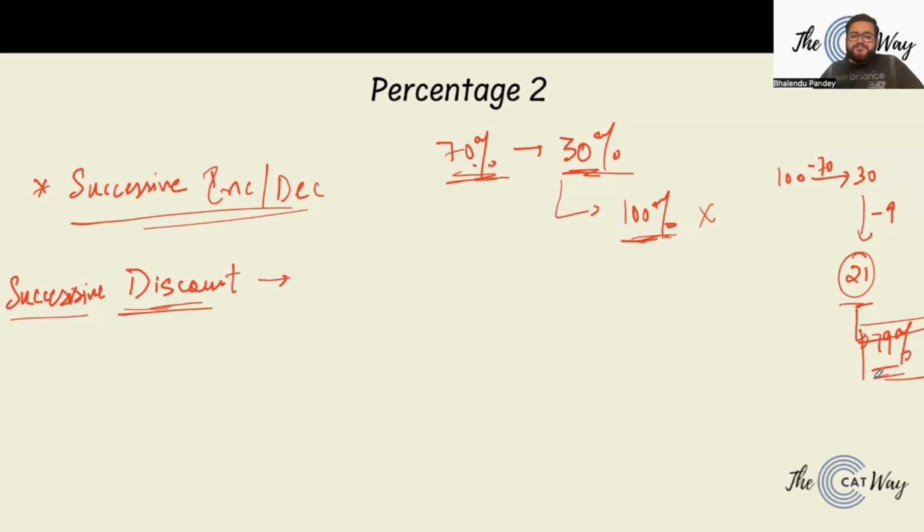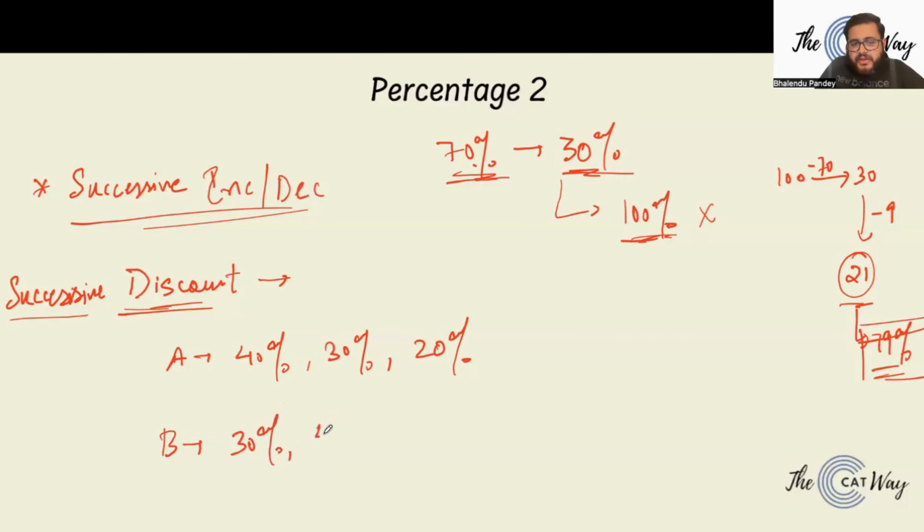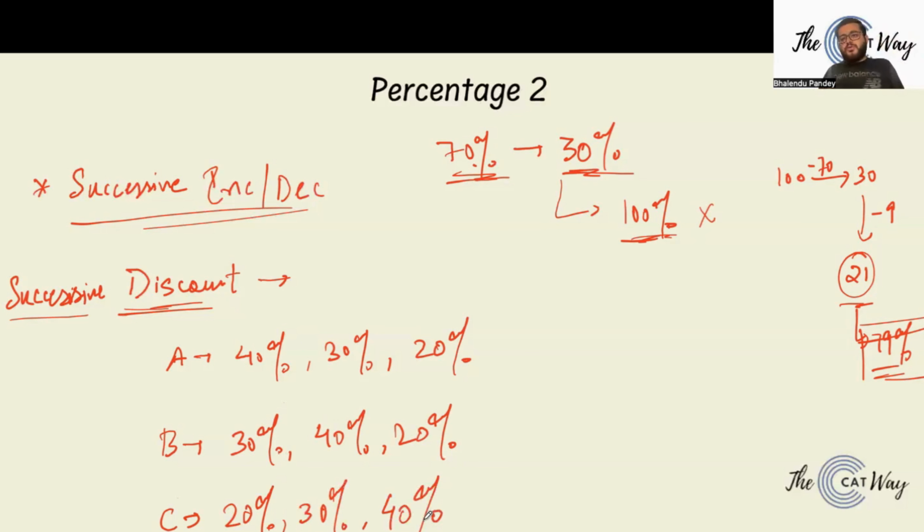Now I'm asking you a question. Let's say you go to a shop. There are three shops. You want to buy a pair of jeans. Shop one is telling you that I'll give you a 40% off, then a 30% off, and then a 20% off. Shopkeeper 2 is telling you that first he will give you a 30% off, then a 40% off, and then a 20% off. And shopkeeper 3 is telling you that first I'll give you a 20% off, then a 30% off, and then a 40% off. Which shopkeeper will you go to is the question.